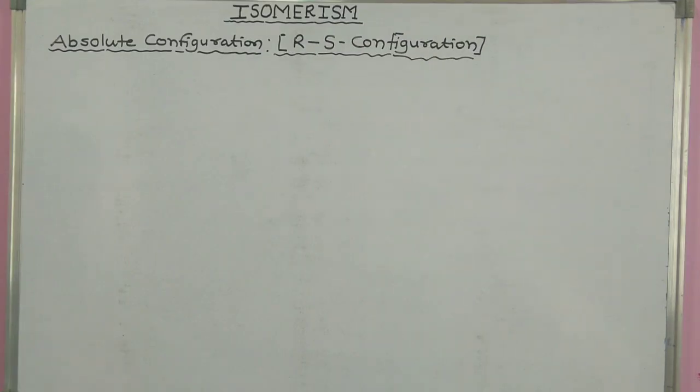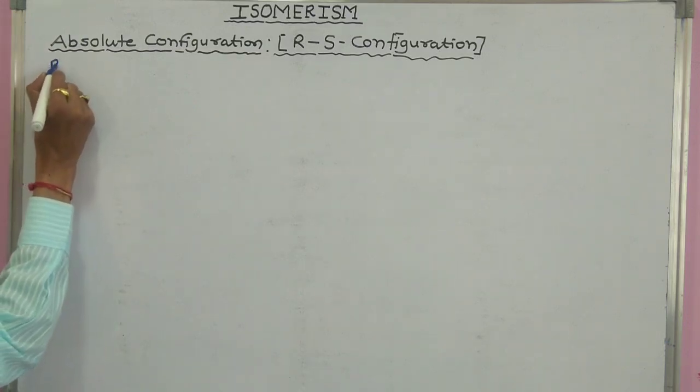Students, today we will discuss absolute configuration, that is the RS configuration or RS nomenclature system of optical isomerism.